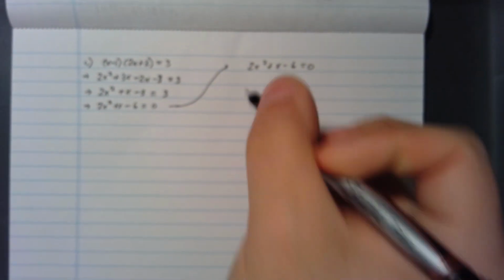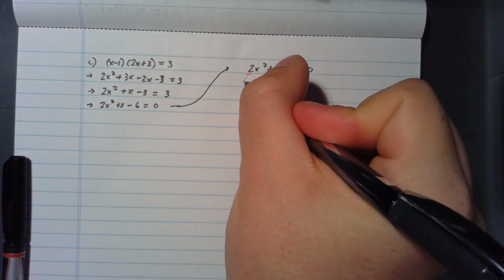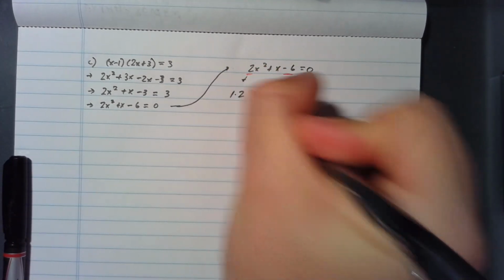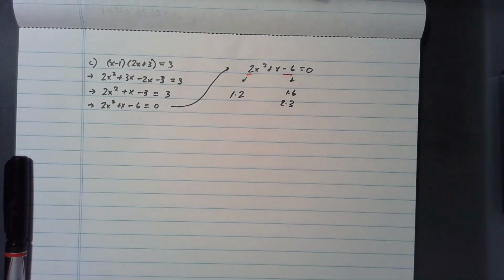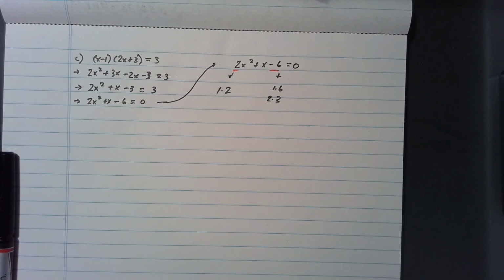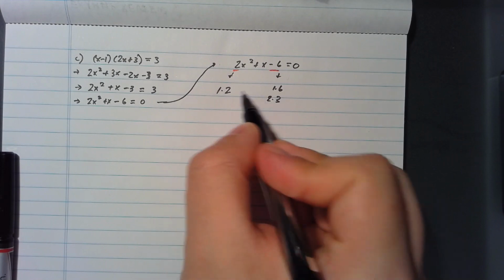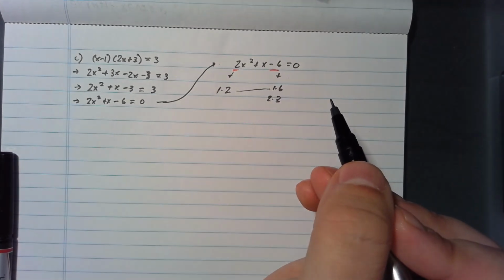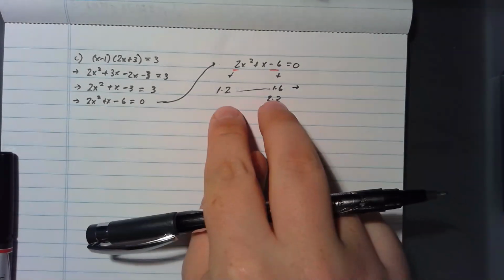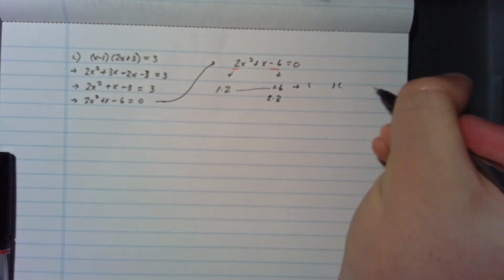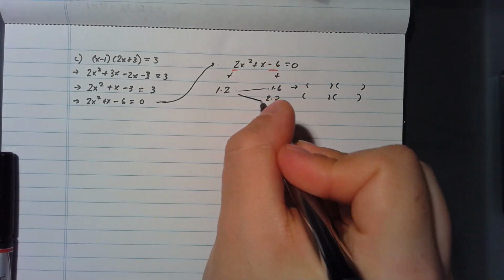So the leading coefficient here is 2. The C value is 6. So my factors of 2 are 1 times 2. My factors of 6 are 1 times 6 or 2 times 3. Now because my leading coefficient here wasn't 1, I'm going to have 2 cases of each combination. So my first combination with these first 2 pairs, I'm going to have 2 combinations for that, right? And then for these 2 pairs, I'm going to have 2 more combinations.